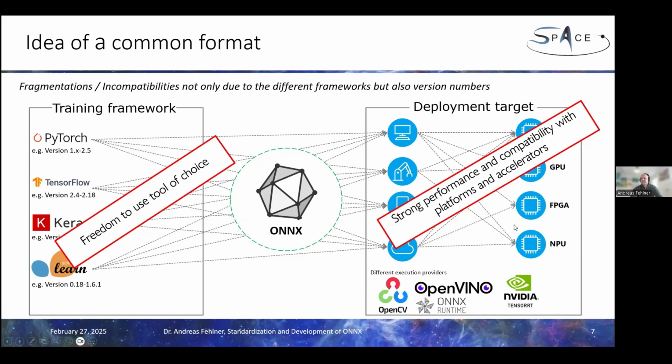And also as a deployment manufacturer, when you create some specific device, you don't have to support PyTorch, TensorFlow, and Keras. It's possible to just use ONNX for that purpose.